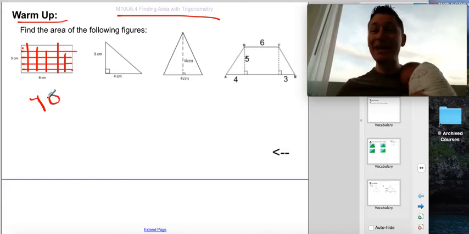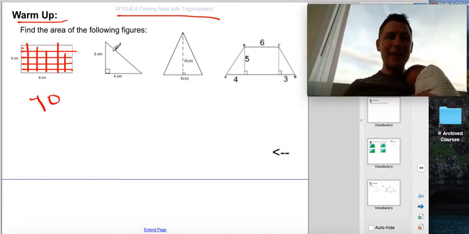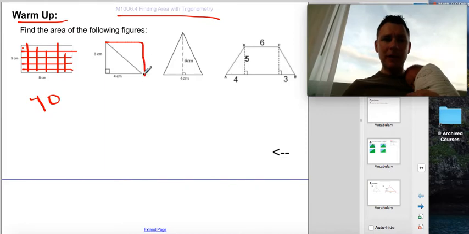Well, this is going to be painful, isn't it? You get 40. The area of this is not 3 times 4, right? Because that would be a box this big. The area is only half that. So it's 1/2 base times height. So it's 1/2 of 3 times 4, it's 6.